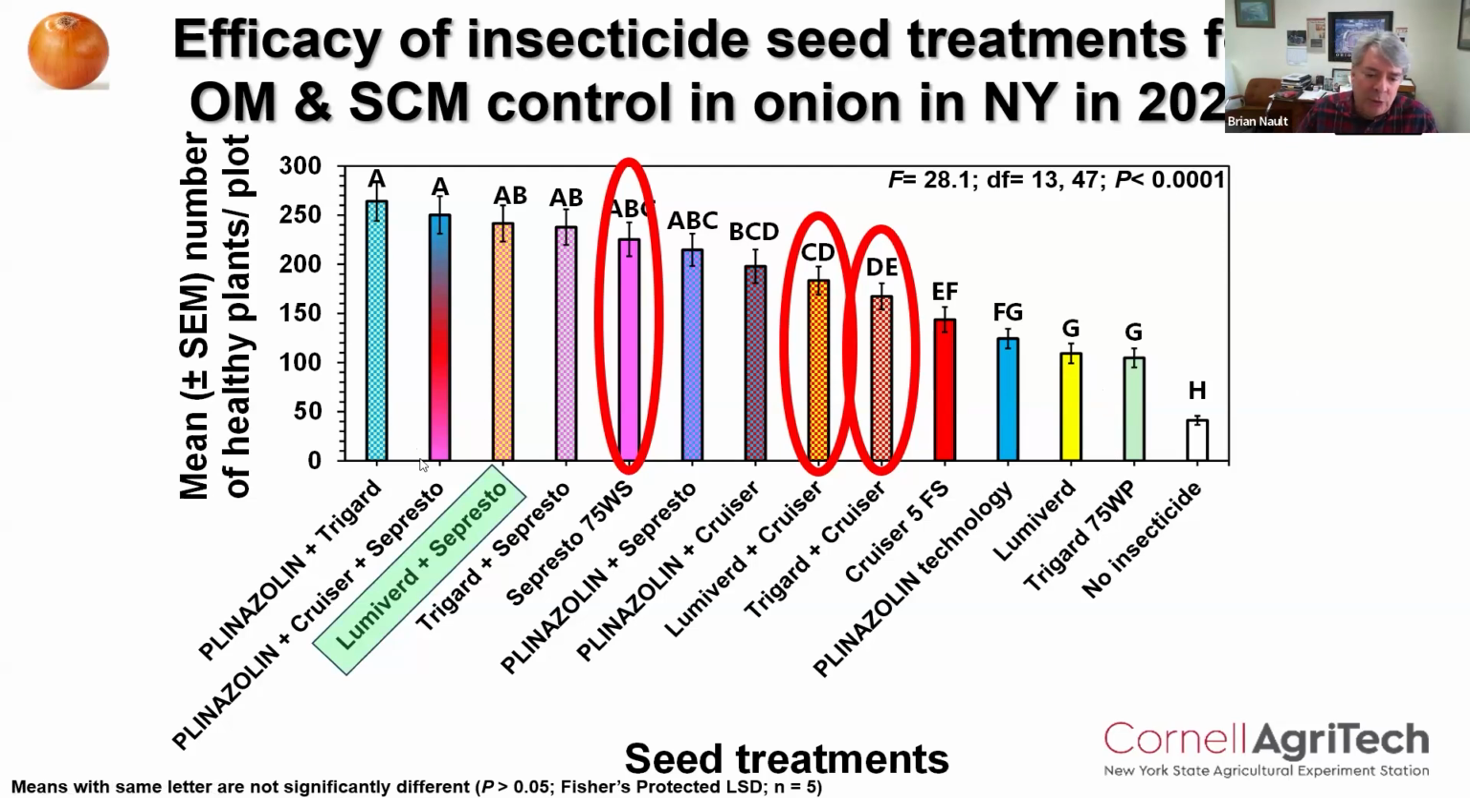If we look now at the best treatments, they were Plinazolin plus Trigard and Plinazolin plus Cruiser plus Suppresto. But in terms of the best treatment that is actually registered in the United States, which is Lumivert and Suppresto, we see that as our #1 ranking, which was similar to #1 in the other locations. In terms of what is commonly used, Suppresto performed equivalently well, at least statistically. And then the two more common ones for us in the US, Lumivert and Cruiser and Trigard and Cruiser, finished in the middle of the pack.